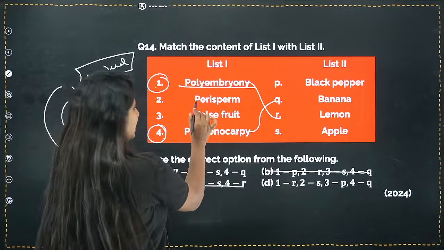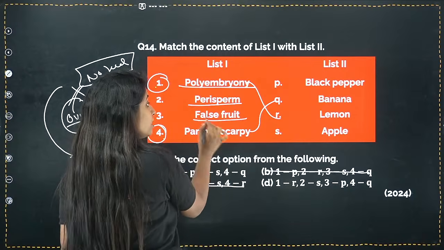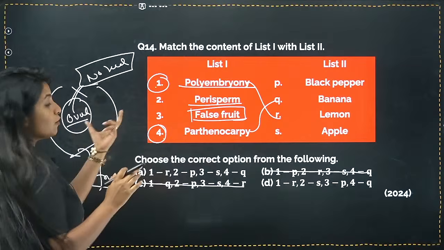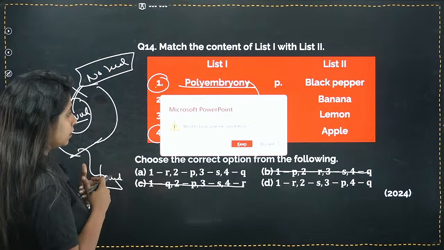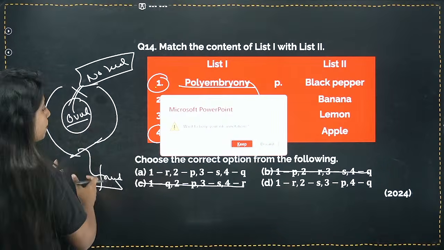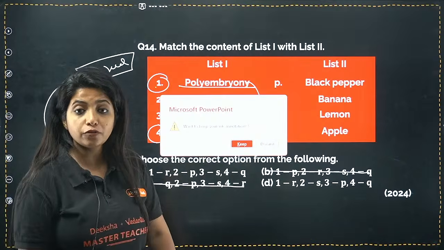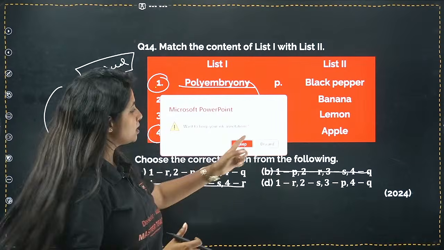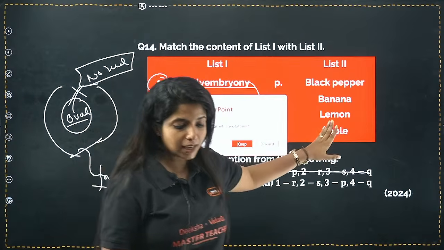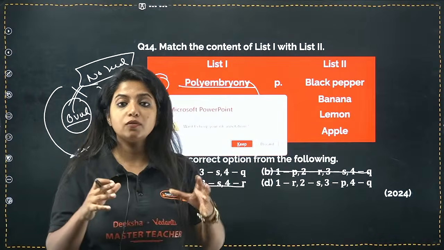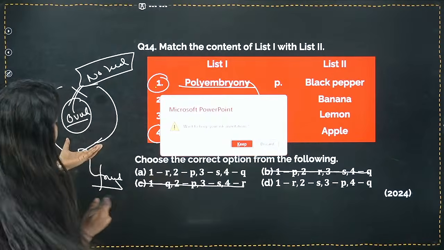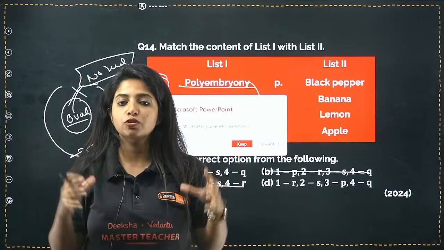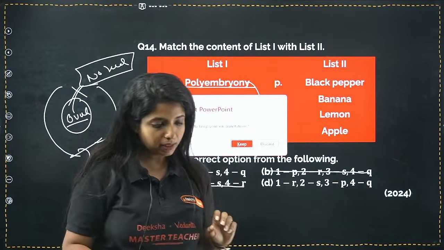Perisperm and false fruit are there. The easy one that I have here is false fruit. False fruit means usually it's the ovary that forms the fruit. Suppose some other part of the plant is also involved in the formation of fruit. You will call it a false fruit. That happens in the case of apple, because apple is formed of thalamus as well. The ovary is resting on a part that is known as thalamus. Thalamus also contributes to the formation of fruit.